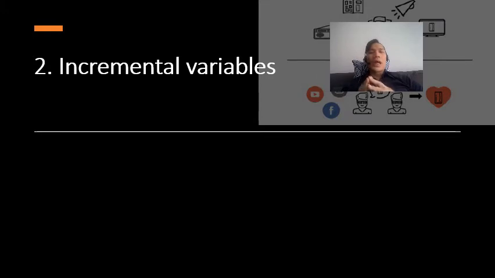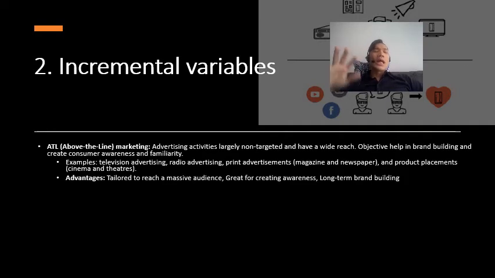Okay. Then we look at what we call the incremental variables, the above the line and below the line marketing activities. Now, these are variables that directly have an effect on our marketing activities. So above the line are basically the advertising activities, largely non-targeted and wide reach. Examples are creating awareness for our products through advertisements, radio, print, and also product placements. The advantage is that we can have a strong, tailored mass reach to the audience and create awareness for long-term brand building.